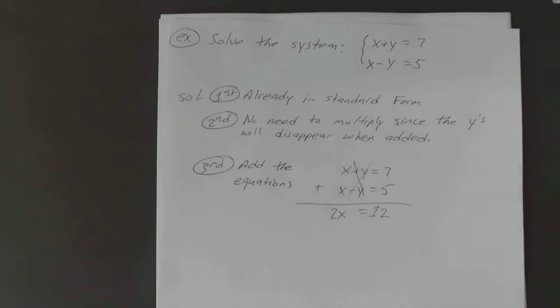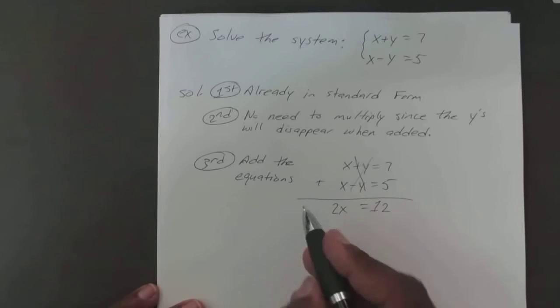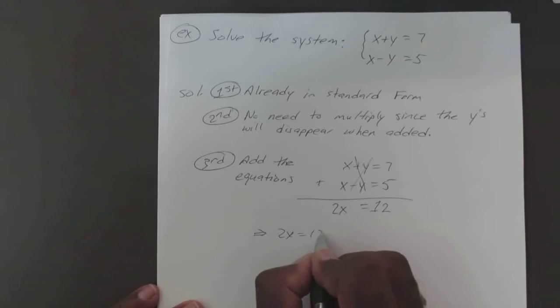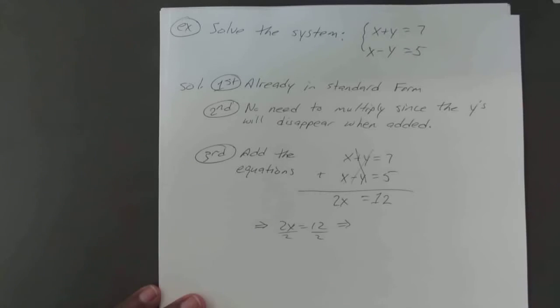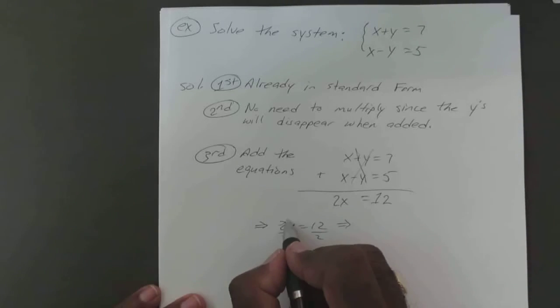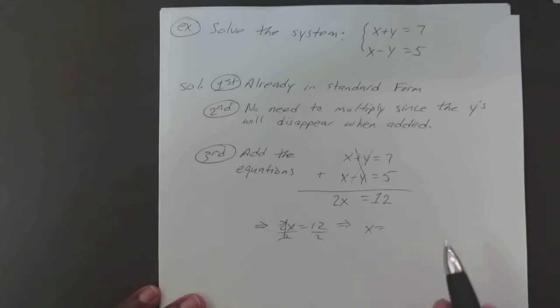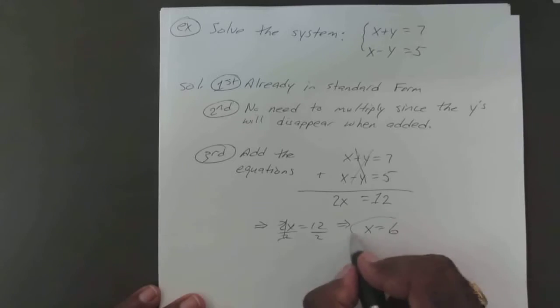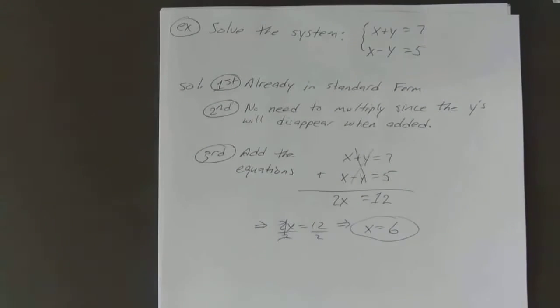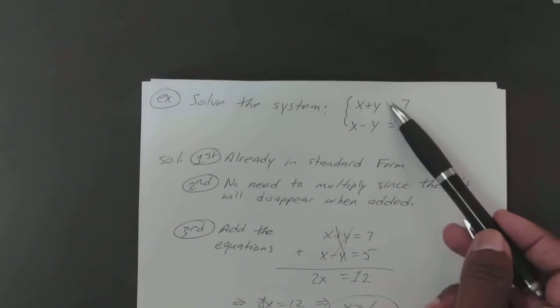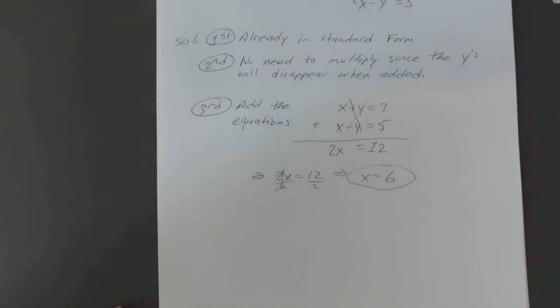Okay, so now we just have to solve for x, which is done by dividing by 2. So we have 2x equals 12. Divide both sides by 2. Anything divided by itself is just going to equal 1. So we have x equals 12 divided by 2, which is 6. Okay, so we're done with step 3. We solved for one of the variables. So now step 4, we're going to use that variable and plug it into either one of those equations to solve for y.